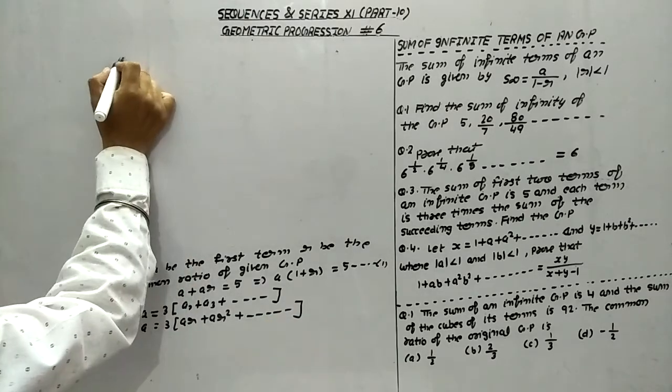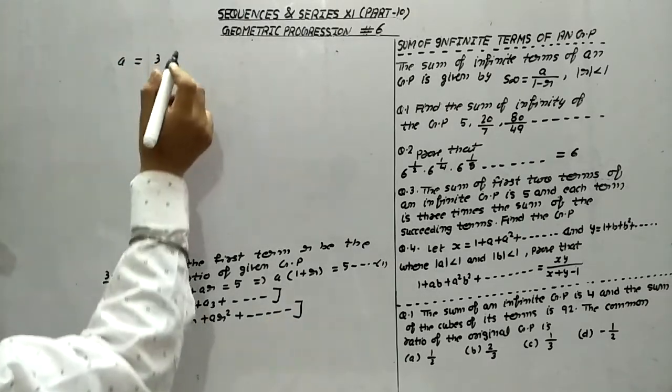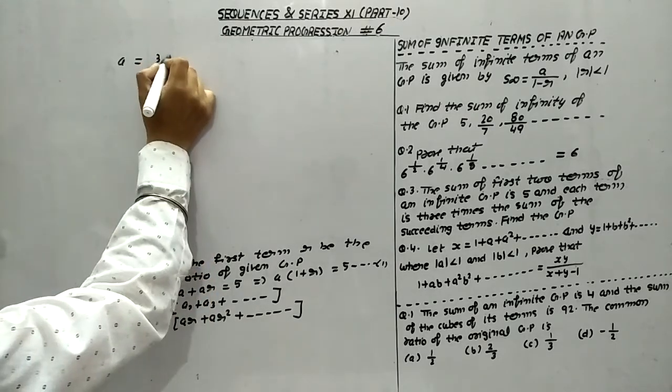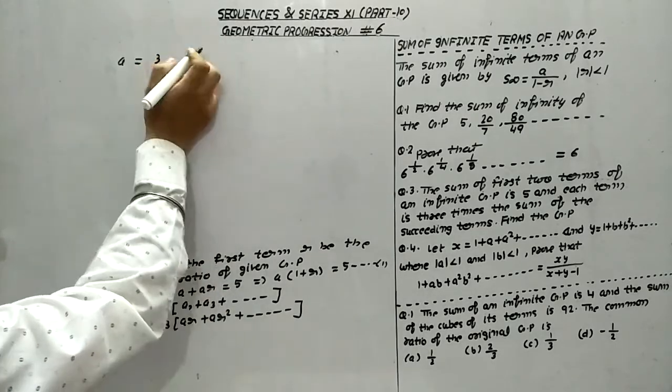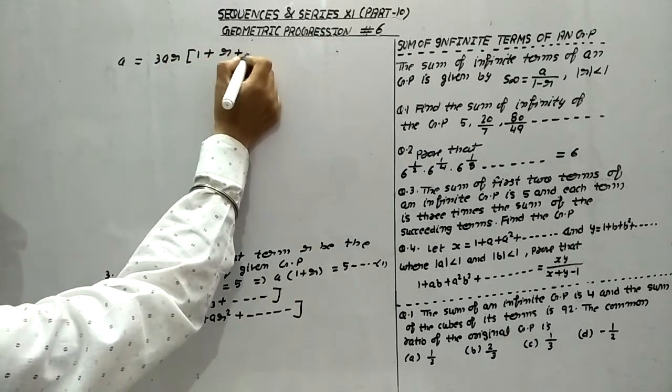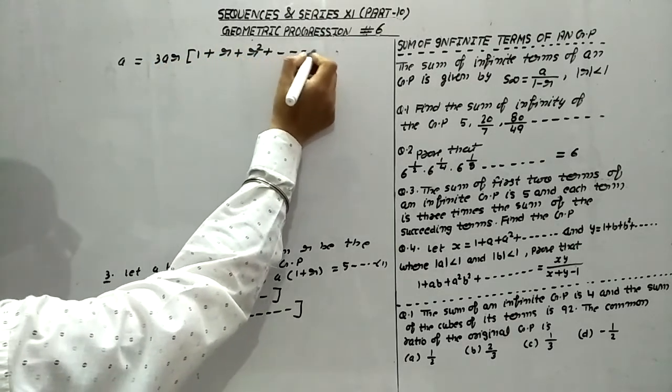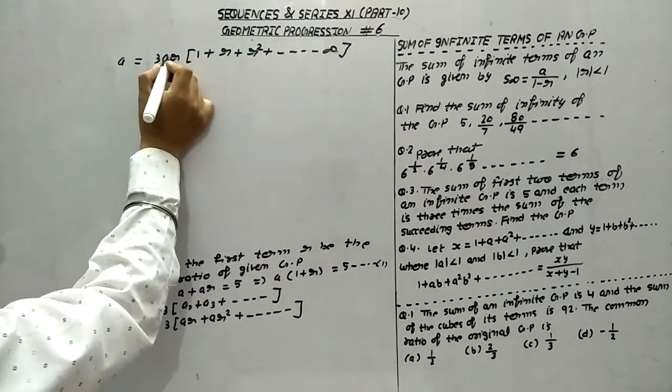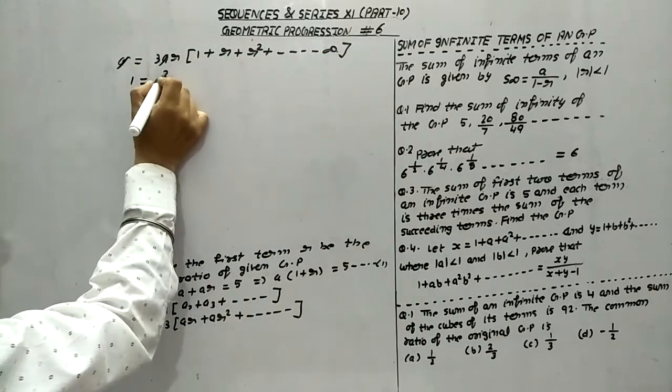Now look at this thing I am doing here. A is equal to 3 times of what is the common? R is common and A is also common. AR is common. What is left? 1 plus R plus R square plus and so on up to infinity. Now AA cancel out. It means 1 is equal to 3R.